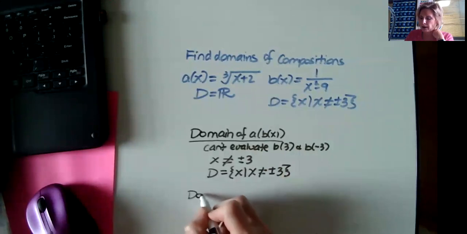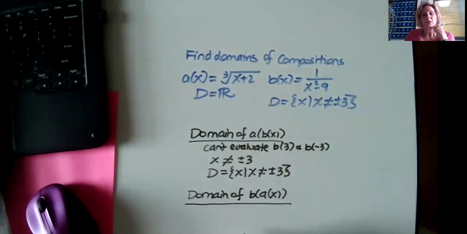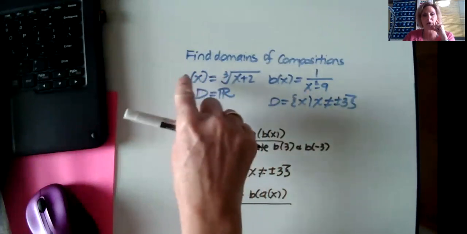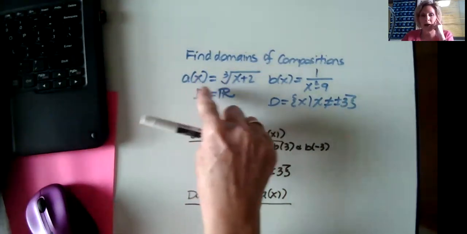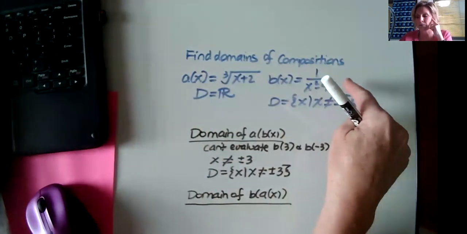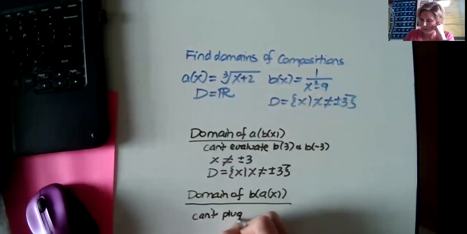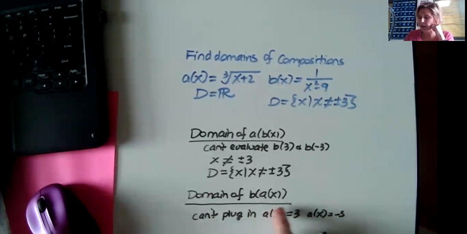So now let's do the domain of b of a of x. I first have to evaluate a of x first. Is there any x value that I can't plug in when I do a of x? Well, no, I can plug in anything I want to, so no restriction. Then I take answers for a of x and put them into b of x. Are there any output values for a of x that would cause me problems plugging into b of x? Yes, I can't plug in a of x equals 3 or a of x equals negative 3 into b of x. So a of x cannot be 3 or negative 3.